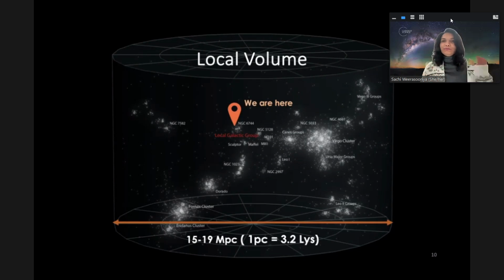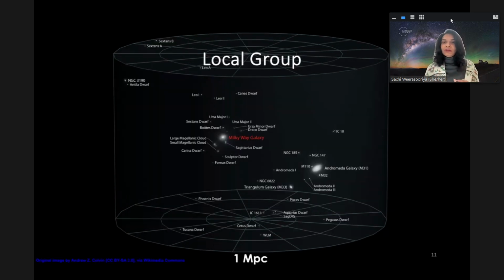So now let's zoom back out and look where we are. We are right here in the local galactic group. And this extends up to about 15 to 19 megaparsec. Here, 1 parsec is equal to 3.2 light years. And if we zoom in closer, we are in the local group.